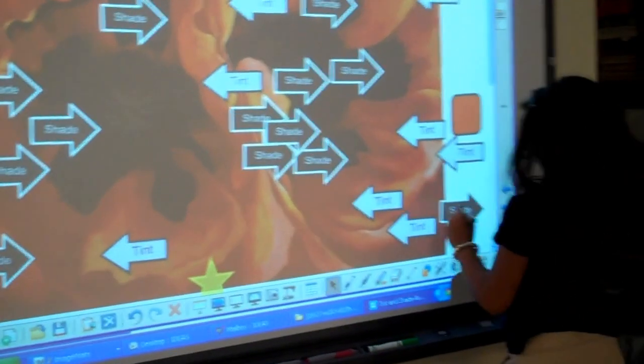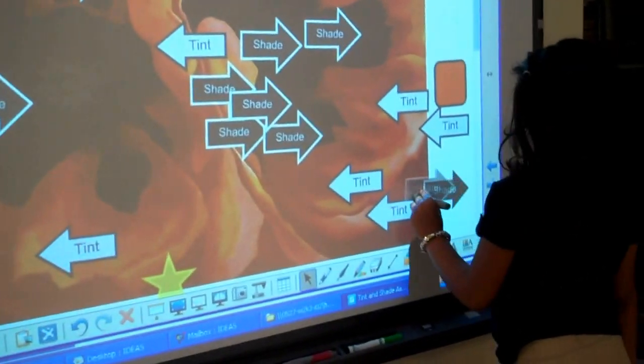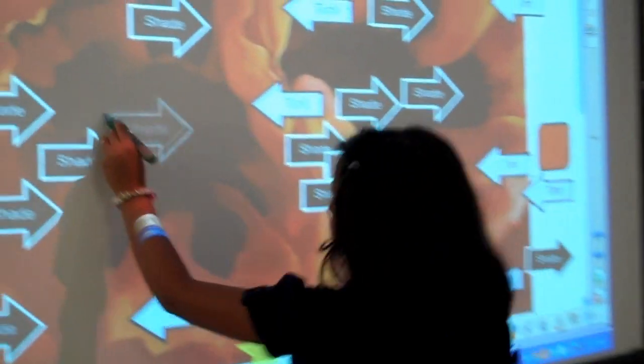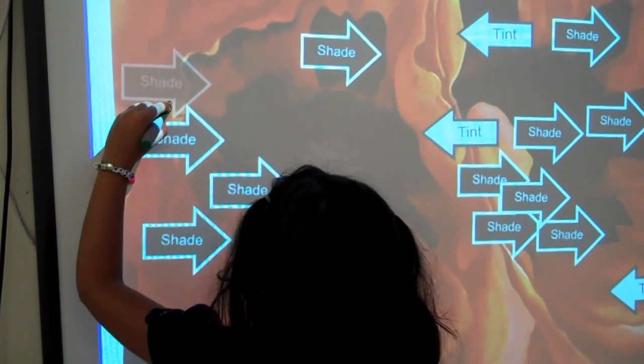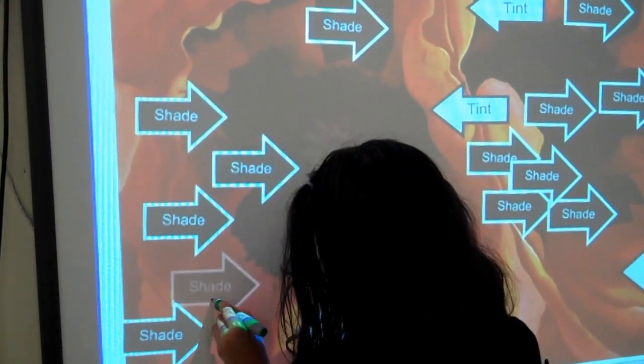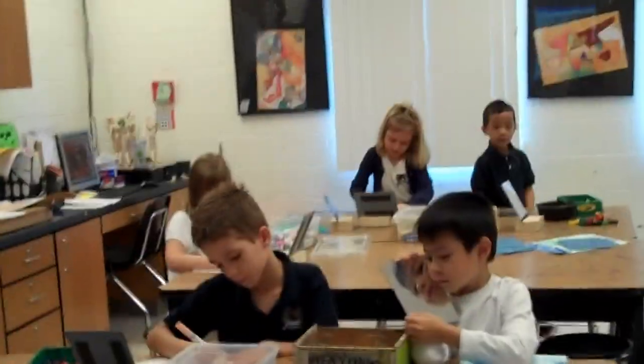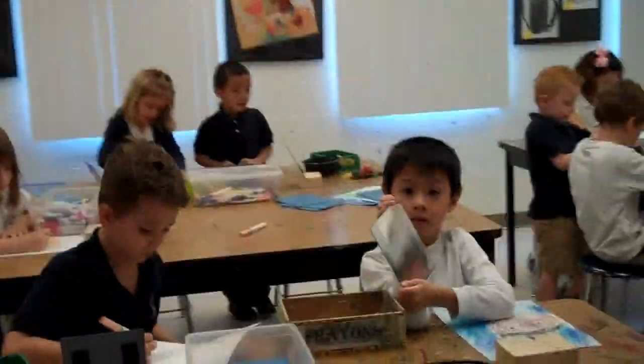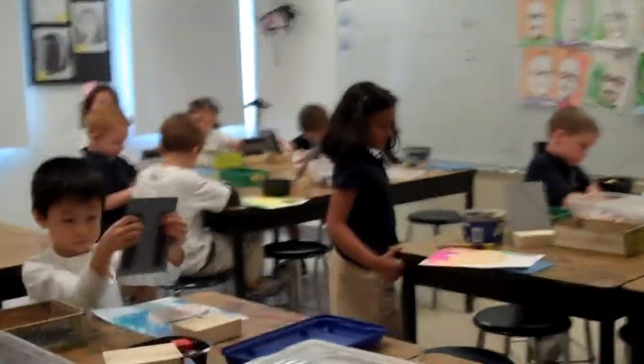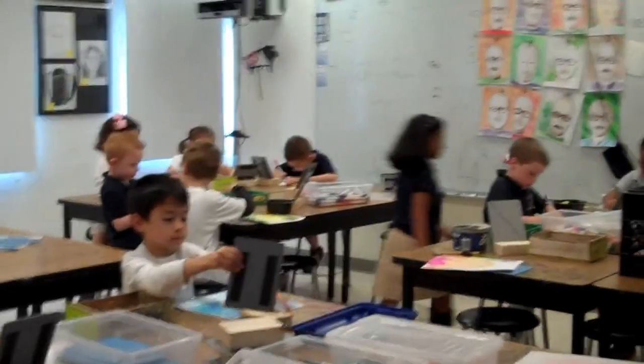Okay, now the last shade. All right, very good. Here, I'll take that. Thank you. All righty. So, here we've got a bunch of tints and shades. Would everybody agree that we have the tints pointed out and the shades pointed out?